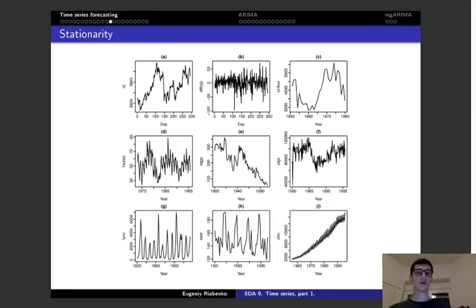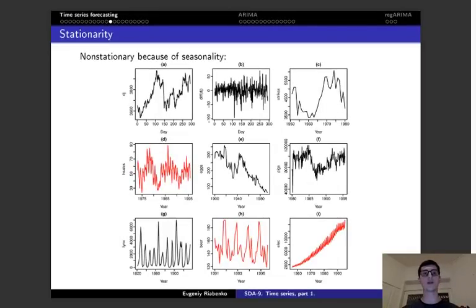Well, this can be illustrated with examples. If we have 9 time series, we can detect non-stationary ones because of seasonality. So we've got some beer consumption graphs, electricity consumption, house sales. All of these highlighted with red are non-stationary because of seasonality. Some of them are also non-stationary because of trend. And these highlighted time series are non-stationary because we've got trend.